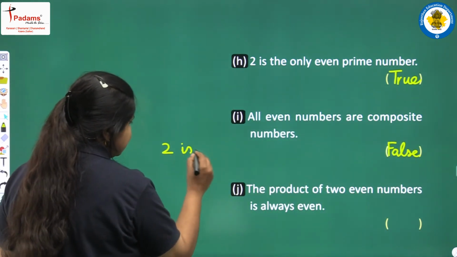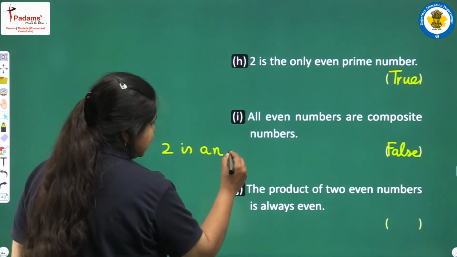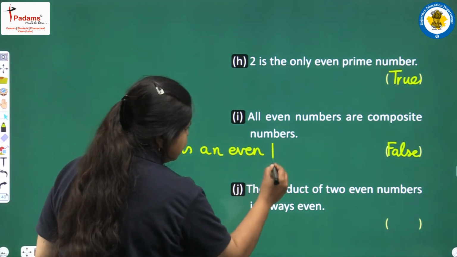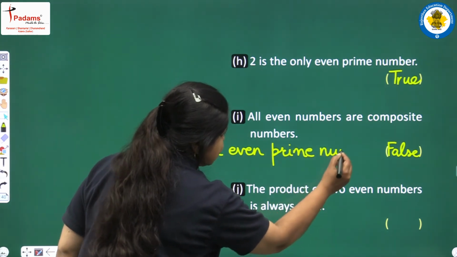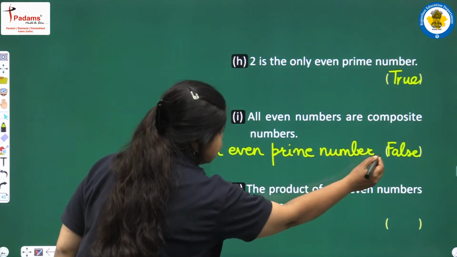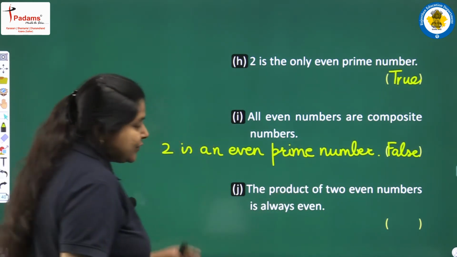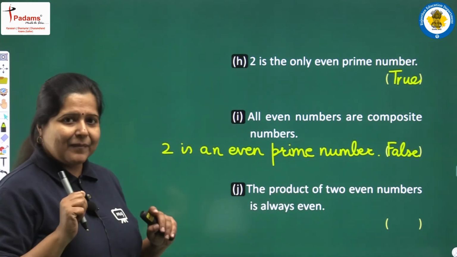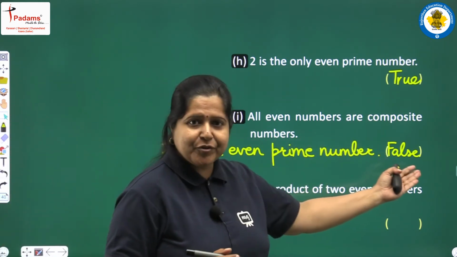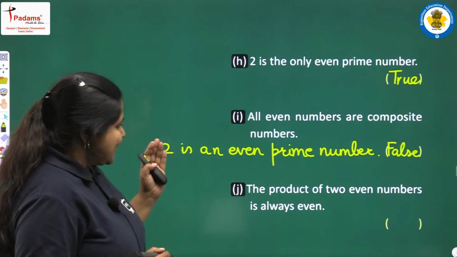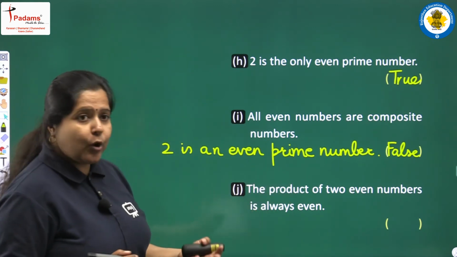2 is an even prime number. Here you need to mention it. And so this is a false statement. Even though there is only one even number which is prime, still this statement we cannot say is true, it is false.